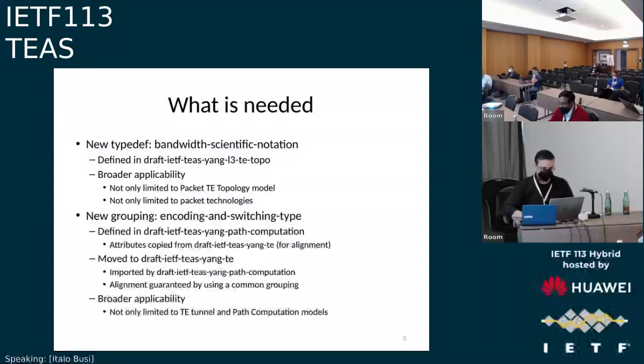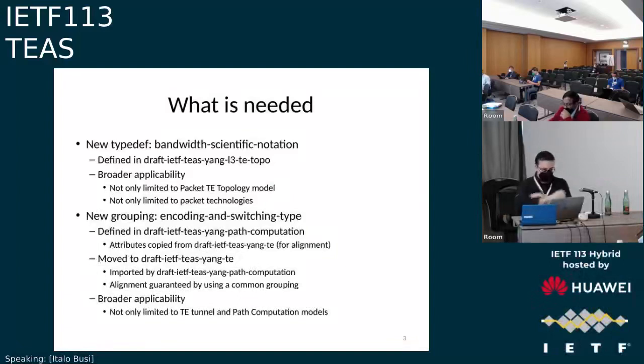Then we have a new grouping, called encoding-and-switching-type, which contains the two leaves for the encoding and the switching type. This grouping was initially defined in the path computation draft by copying from the IETF TE YANG model, trying to keep alignment between the two models. However, we discovered that we quickly went out of sync. So we agreed to move this grouping into the IETF YANG TE, and import it in the path computation, so we guarantee the alignment between the two models.